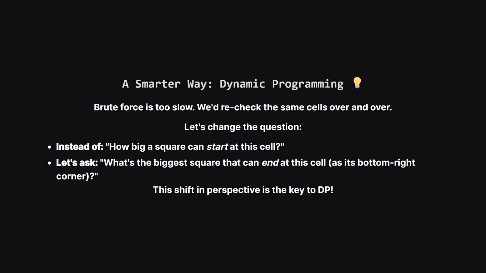This relationship gives us a beautiful formula. We can create a new grid, let's call it the DP grid. The value at any spot will tell us the size of the biggest square ending there. If the original matrix has a 0, the value is 0. But if it has a 1, the value is 1 plus the minimum of its three neighbors, the one above, the one to the left, and the one diagonally up left. We take the minimum, because the smallest neighbor is our bottleneck. It determines the largest square we can possibly form.